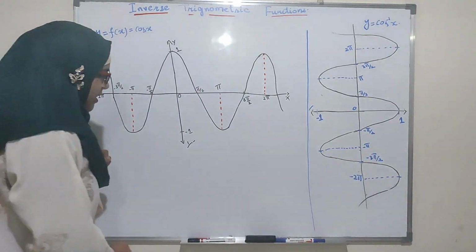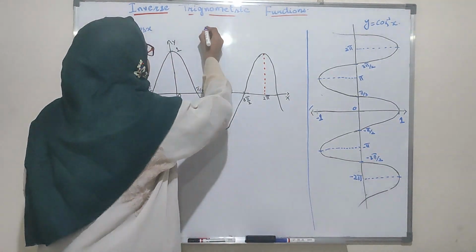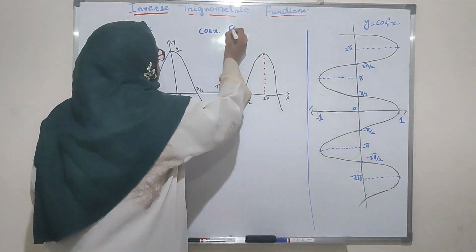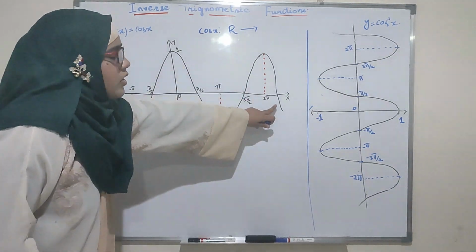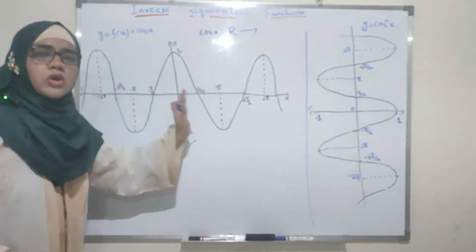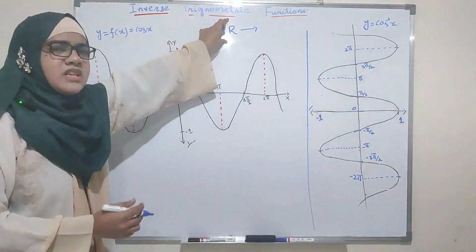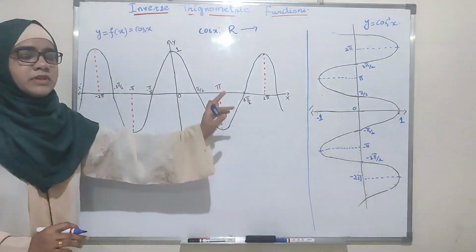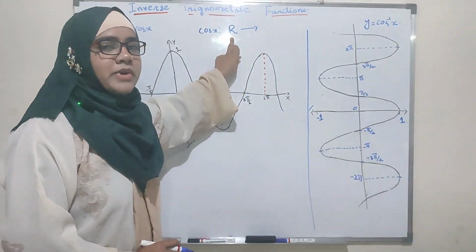So what is the domain of cos x? See here, the mapping of cos x is from R to here. Why are we taking R? Because on the x axis we have all the real numbers. That's why the domain is nothing but the x values, and on the x axis we have all real numbers, positive and negative. So we have taken the domain as R.